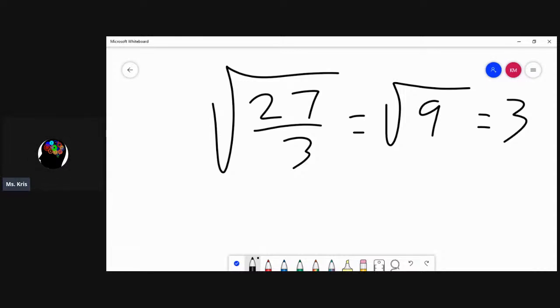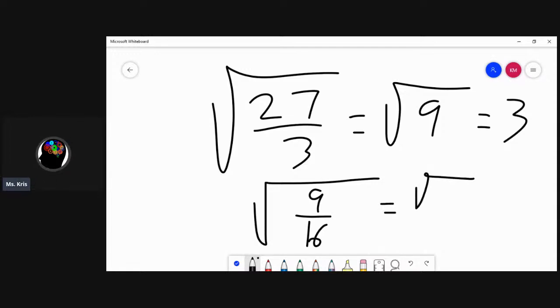Now say, for instance, you have a fraction that is not evenly divided, but you have two perfect squares, such as the square root of 9 over 16. Based on the simplified quotient rule, you can separate the square roots into their own radical signs. The square root of 9 gives me 3, and the square root of 16 gives me 4. So my answer for the square root of 9 over 16 is 3 over 4.